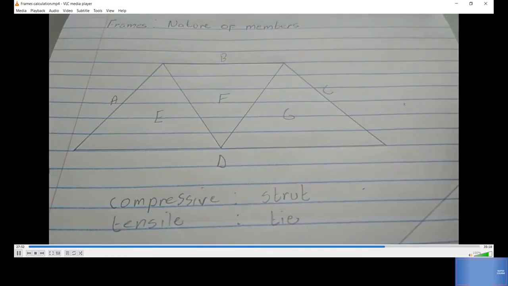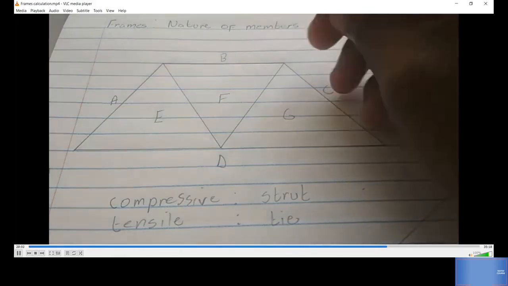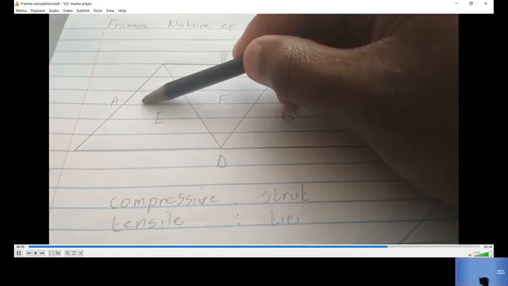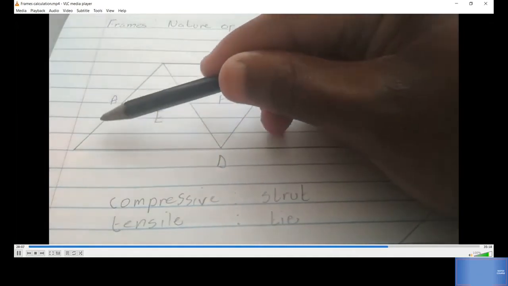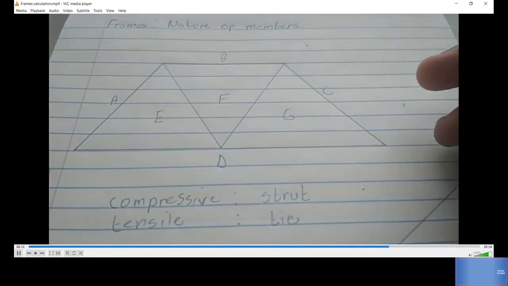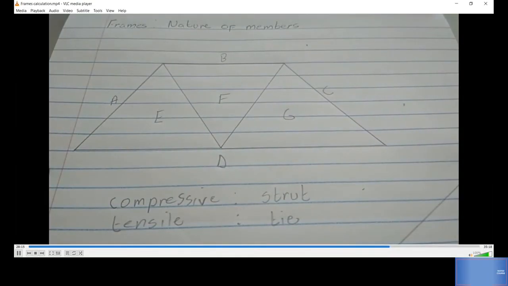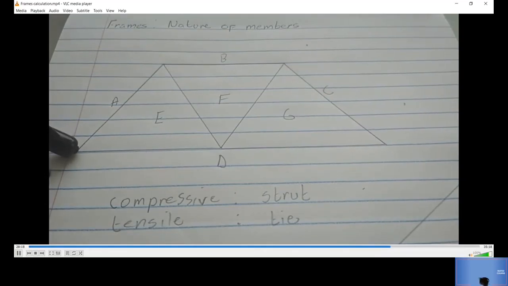Now, how we're going to do this is that to know each member, we're going to have to take each member. For example, member AE, this member over here. We isolate that member and we go and stand on its far left. If I put my pen right there on its far left, if I'm standing there, and then I move in a clockwise direction, meaning that way.